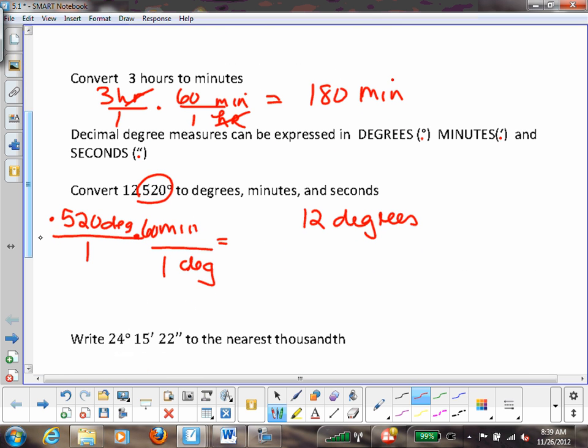Well, because I want this clean, I have 12.520 degrees. So I know I have a full 12 degrees, and the 0.520 is what I'm converting into my minutes and my seconds. Does that make more sense? All right.